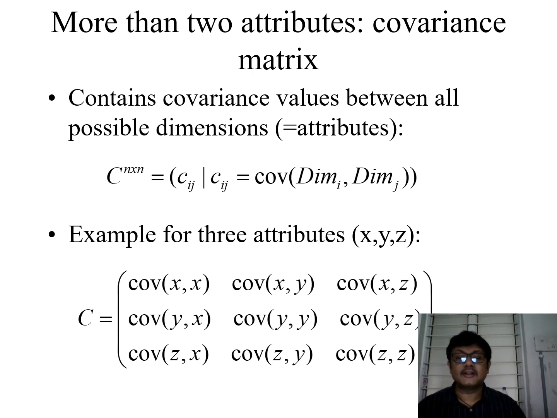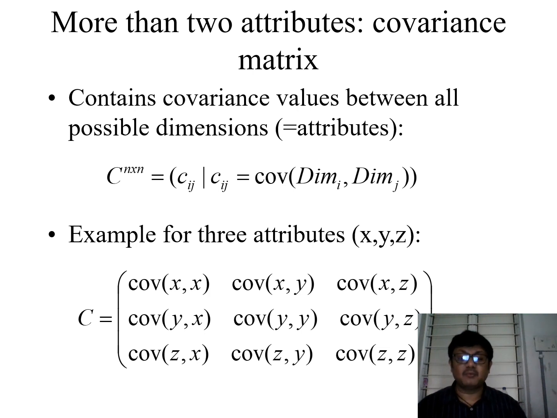It contains covariance values between all possible dimensions. Here dimensions are nothing but attributes. Now when you come across more than two attributes, we are going to have a covariance matrix that can be given by C of n by n equal to Cij, where Cij equal to covariance of dimension i comma dimension j.